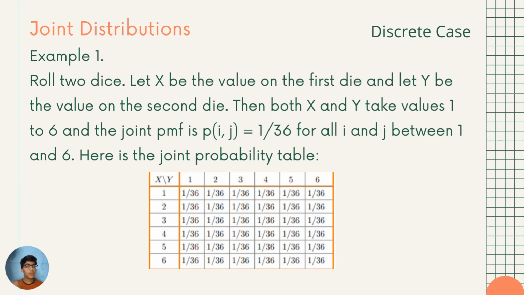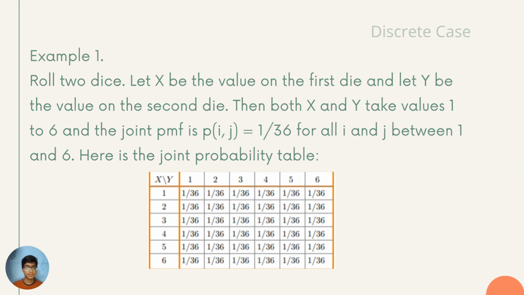Example 1. Roll two dice. Let capital X be the value on the first die and capital Y be the value on the second die. Then both X and Y take values 1 to 6 and the joint probability mass function is P of i comma j equal to 1 by 36 for all i and j between 1 and 6. Here is the joint probability table.